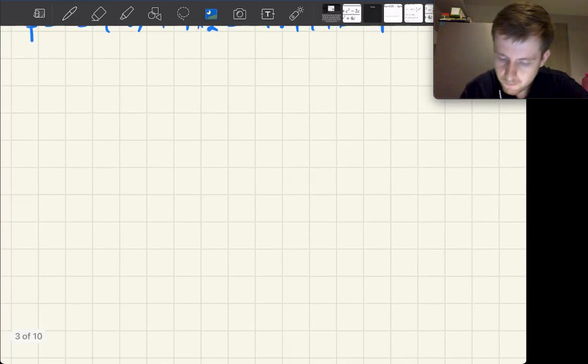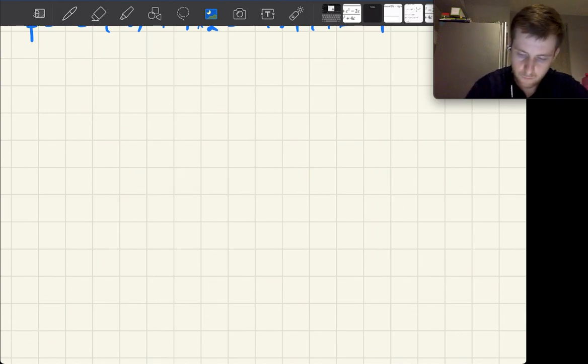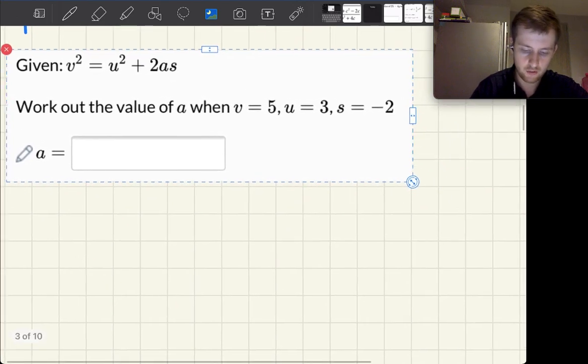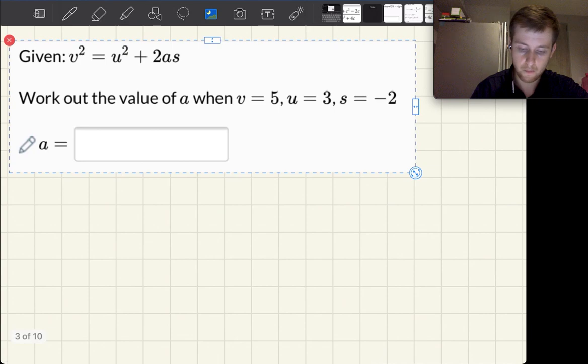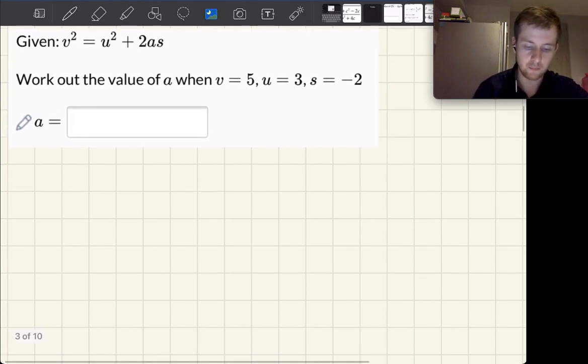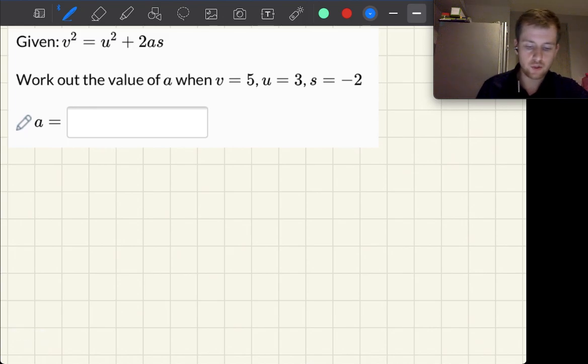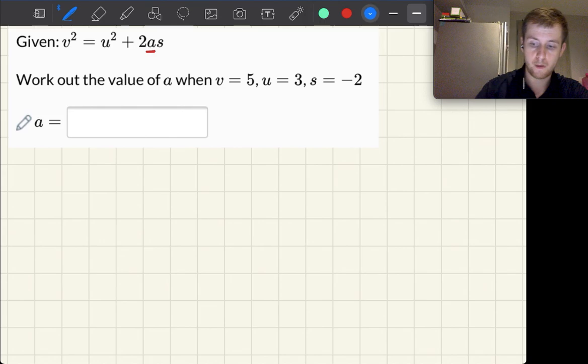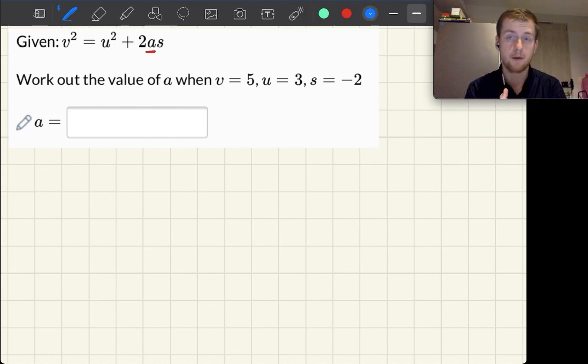So sometimes you will see something like this, where this one is a little bit trickier than the last question, but anyway, quite easy. So given v squared equals u squared plus 2as, work out the value of a when v equals 5, u equals 3, s equals -2. You see, a is actually not the subject of this formula. So we cannot just plug in all the values. We have to also try and somehow change this formula to actually find a.